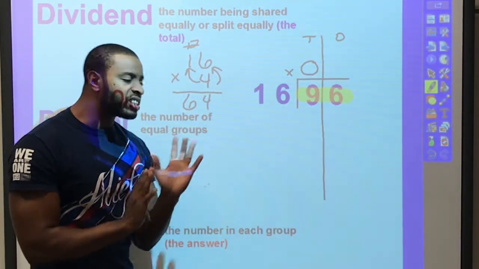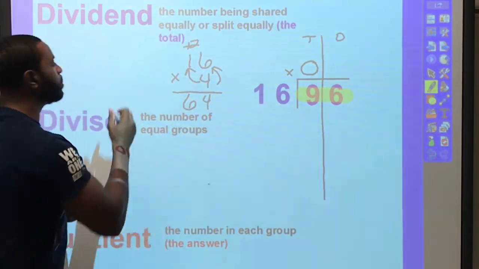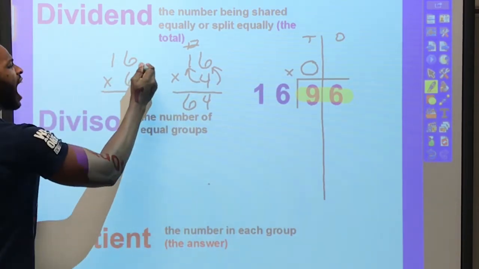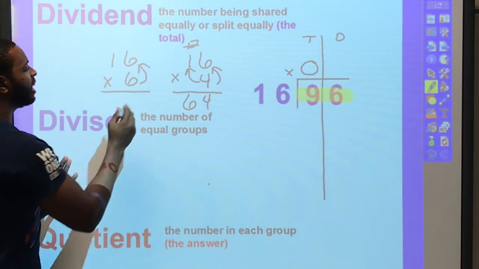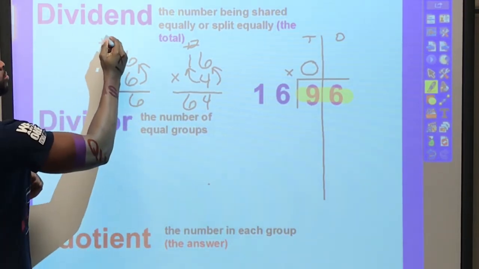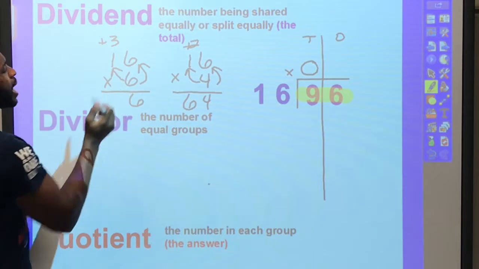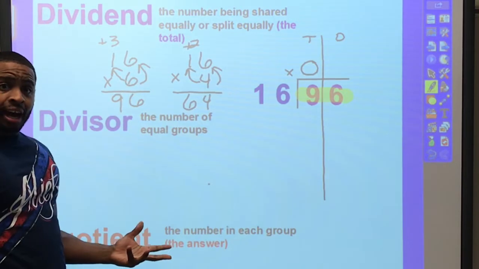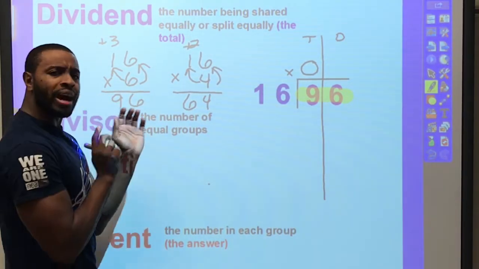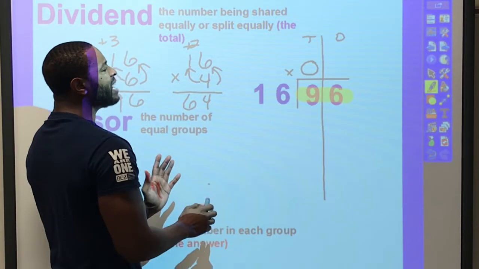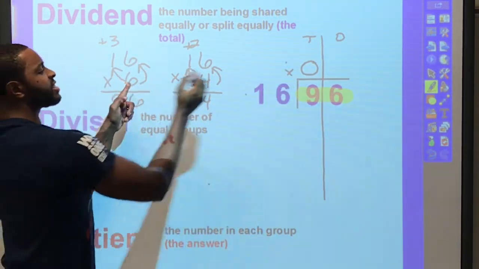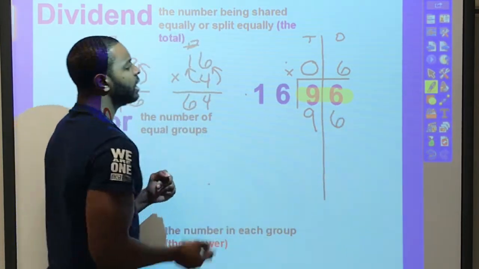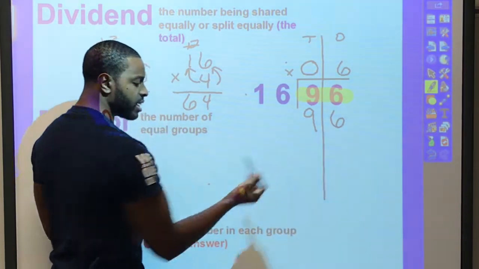So I gotta kind of guess here. Let me try 6. Let me try 16 times 6 and see if that gets me a little bit closer. I know that 6 times 6 is 36. Regroup that 3 up to the tens place. 6 times 1 is 6. Plus that 3 would get us, voila, 96. So when I come back here to my division problem, I know that 16 times this 6 can get me 96 down here. So 16 times 6 is 96.